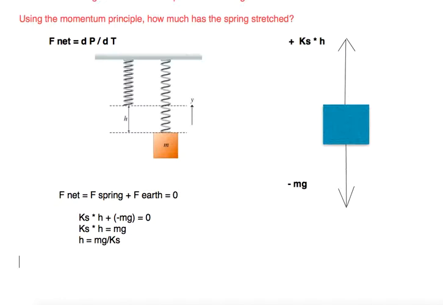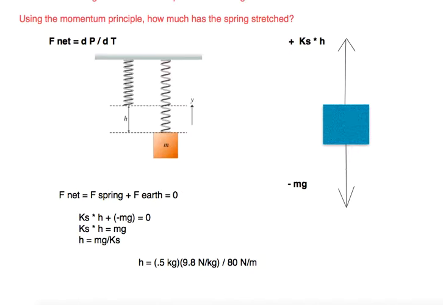So now I can plug in my variables. h equals 0.5 kilograms times, that's the mass we need, times gravity, so that's newtons per kilogram, divided by the stiffness, which is 80 newtons per meter.